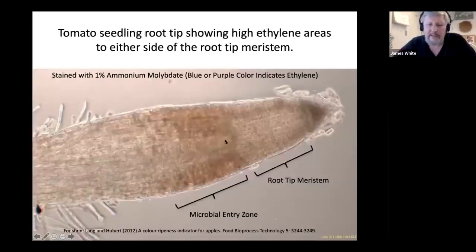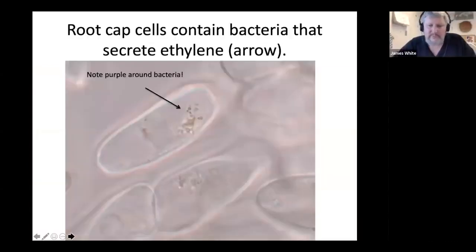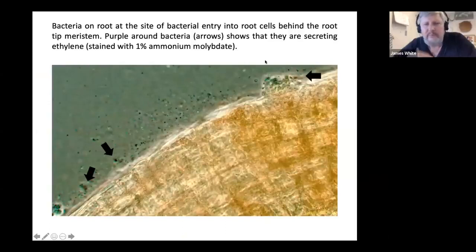They enter in this area, and we'll look at a close up of some. Okay, so this is actually from the tip. Here you can see this is one of these root cap cells that have peeled off, and you can see the bacteria in here. This is stained for ethylene now, using an ethylene stain that makes it purple where there's ethylene. You can see the purple around these spherical structures. That's the ethylene being secreted by those microbes.